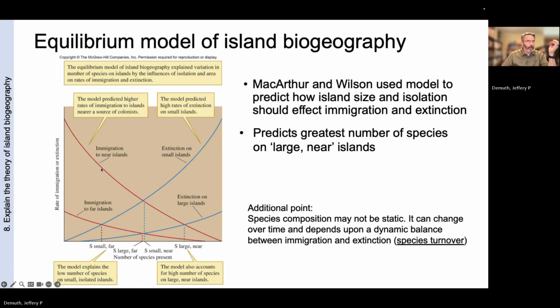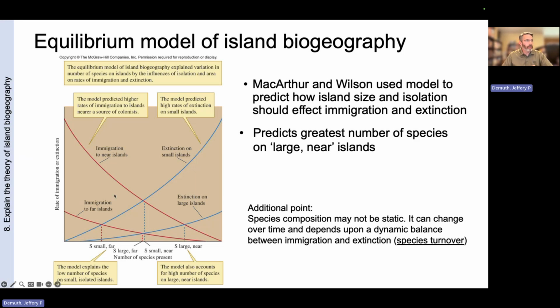If you're on a nearby island, the rate of immigration is going to be higher because it's less effort for a species to move from mainland to island. As islands get farther and farther away, that immigration rate is expected to be lower. We also talked about this way back in the beginning when we talked about Darwin's insights from biogeography. So hopefully some of this rings a bell. The flip side, the extinction rates: if you're on small islands, you're going to get more crowded more quickly. And so extinction rates are expected to be higher on small islands and lower on large islands.